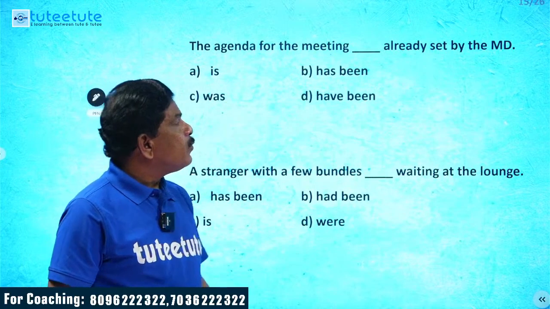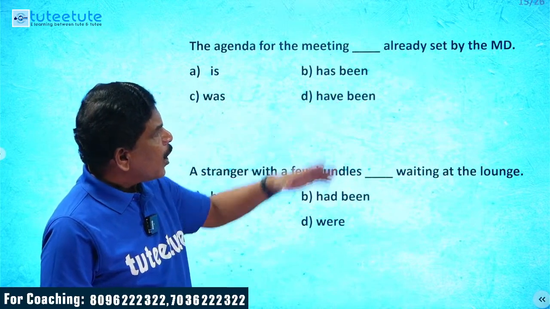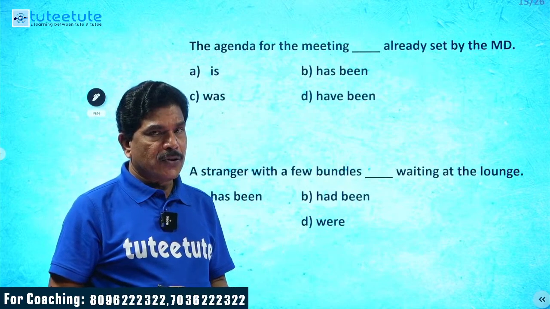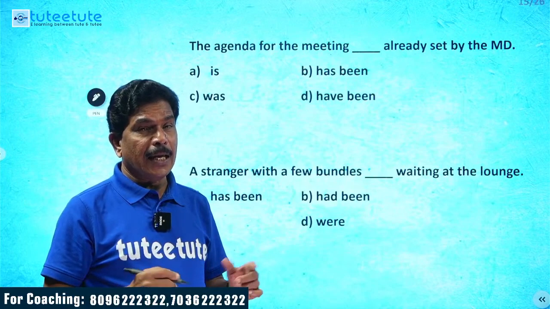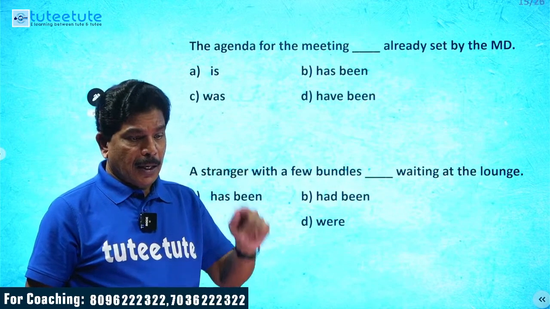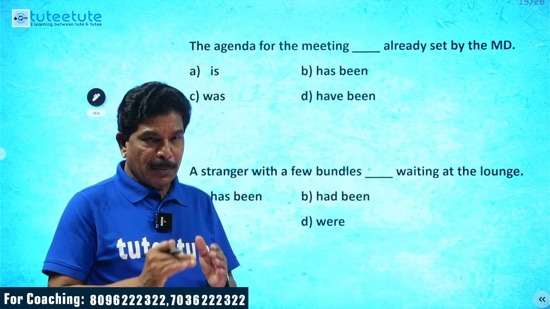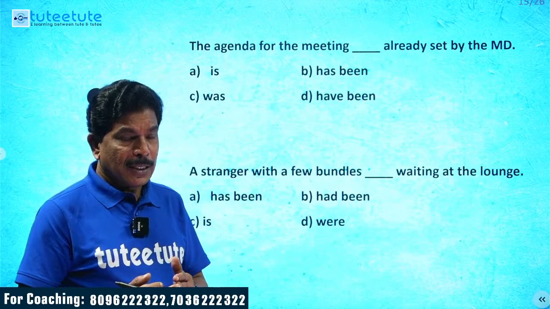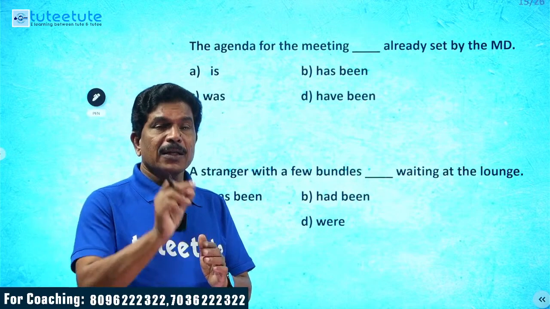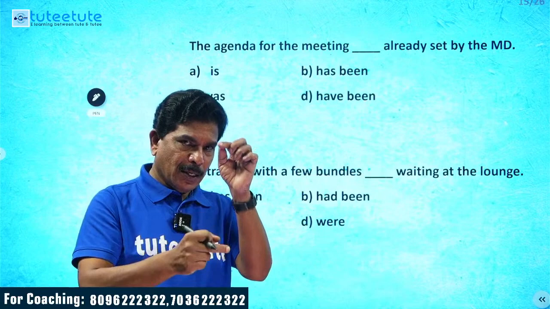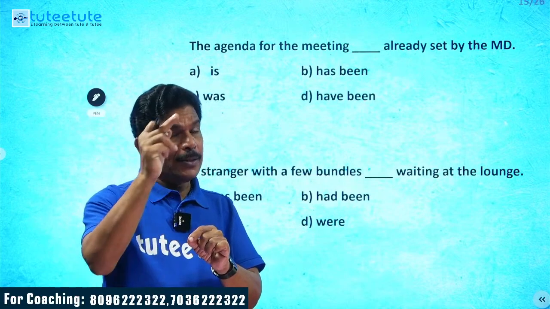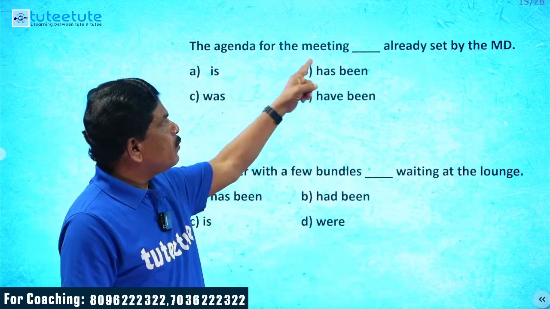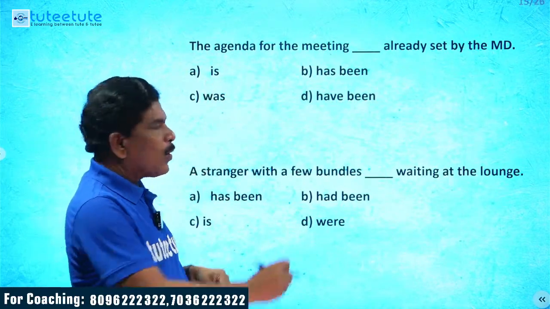Here again, the agenda for the meeting. That's already set by the MD. Agenda. In the very beginning of this class I said there are nouns which end in A as plural. Foreign nouns, for example, bacterium, medium, stadium are all foreign words in the English language. These nouns end in UM. These two final letters UM are replaced with a single letter, that is A, that becomes plural here. So the agenda is plural.